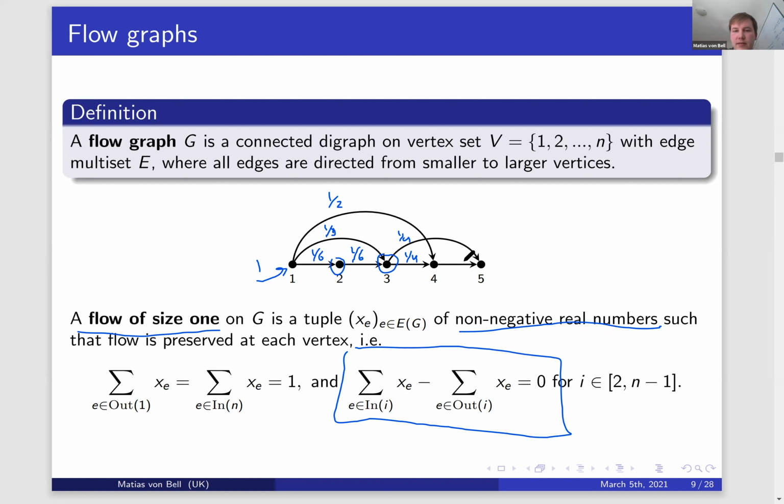And then at the end here, I have incoming at vertex 4, 1/4 and 1/2, so that is 3/4. And now the outflow is 1. So this is one particular flow of size 1. If we consider all of the sets of possible flows of size 1 on this graph, then we obtain what's called the flow polytope.